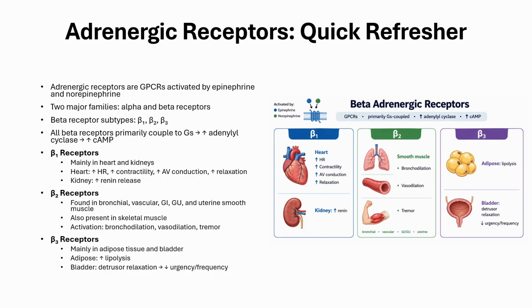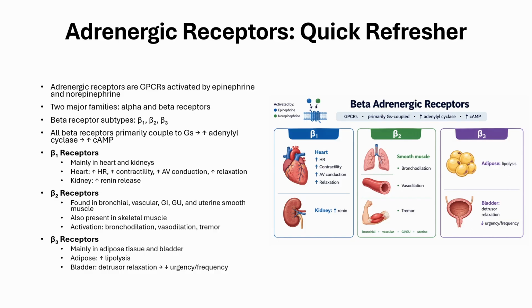Beta 2 receptors are found in several smooth muscle tissues, including our lungs, GI tract, genitourinary system, uterine smooth muscle, and vascular smooth muscle. They are also found in skeletal muscle as well. Activation of beta 2 receptors causes vasodilation, bronchodilation, and tremors.